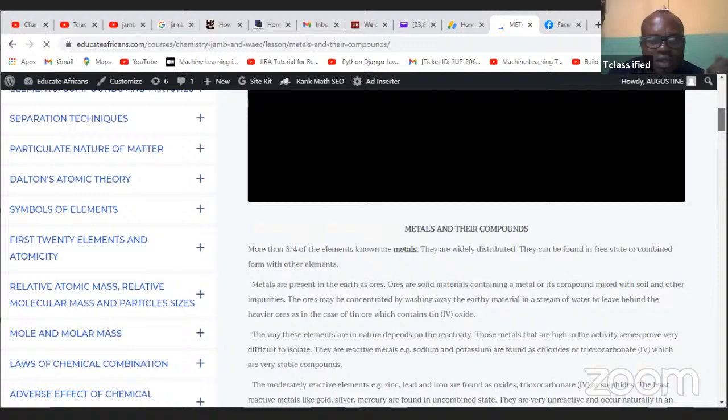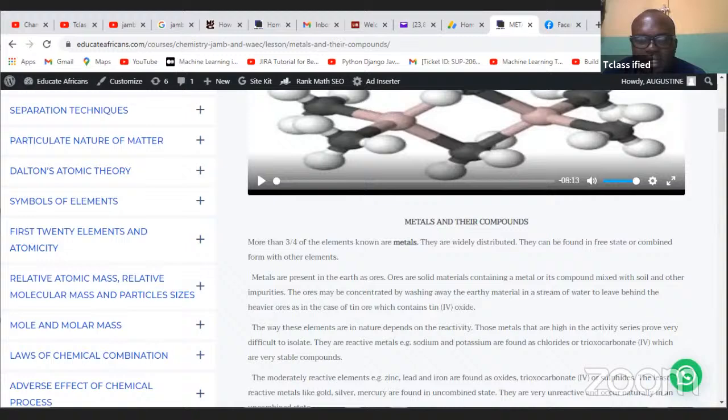More than 3/4 of the elements known are metals. They are widely distributed. They can be found in free state or combined form with other elements. Metals are present on Earth as ores. Ores are solid materials containing a metal or its compound mixed with soil and other impurities. The ore may be concentrated by washing away the earthy material in a stream of water to leave behind the heavier ore, as in the case of tin ore, which contains tin(IV) oxide.